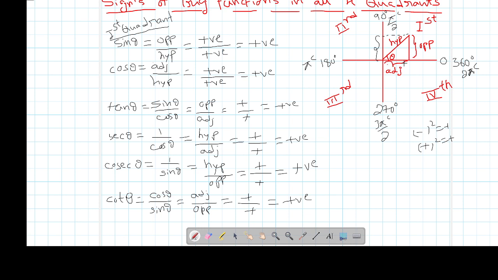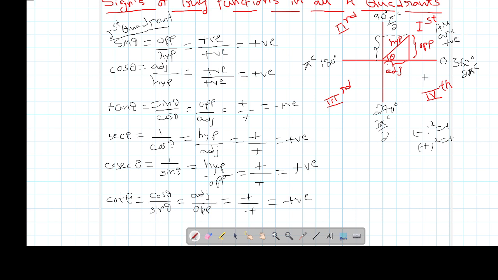So in the first quadrant, the x component and y component are both positive. So sine theta and cos theta are both positive. If you get the sign of sine theta and cos theta, the remaining ones are very simple. Tan theta is sine by cos, plus by plus. Or if you take opposite by adjacent, opposite is y-axis, adjacent is x-axis. Both are positive, so the answer is positive. I am not getting any fun in this first quadrant. All are positive.